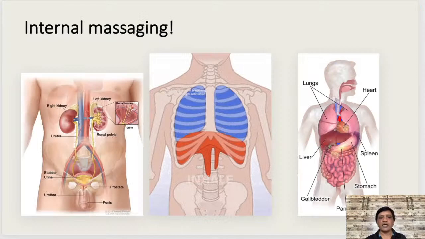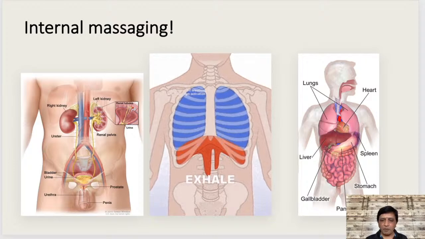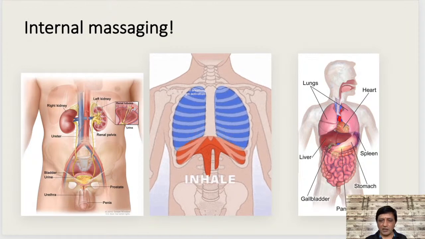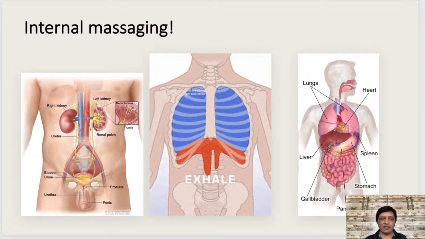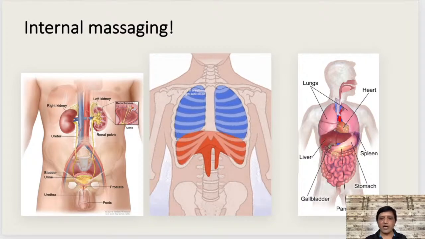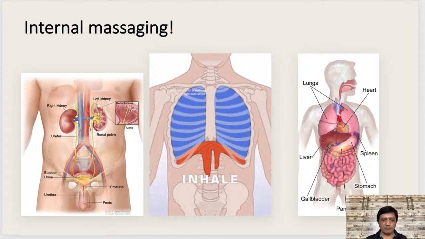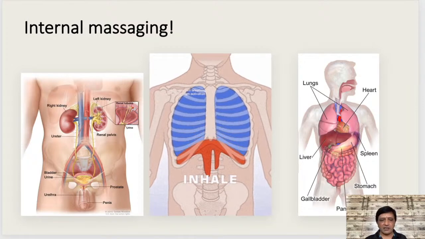Not just that, it gives a great internal massaging. When you inhale, the diaphragm moves up and down. It massages not only the abdominal muscles and organs, but it also massages the heart and the lungs in a very, very rhythmic way. And not just that, it also massages, if you look at the posterior surface, the kidneys, and further down, way below, the urinary bladder, etc. So, overall, this gives a very great internal massaging.